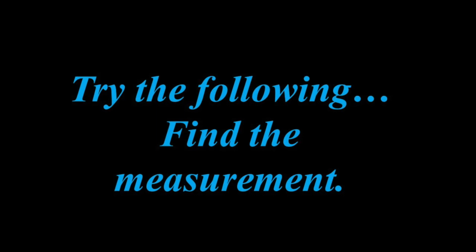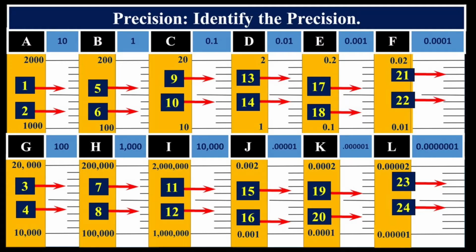Now, remember, you must record each measurement to the estimated place value. Must be. So here's the first one. Scale A is going to be 1 and 2. So I'm going to have to figure out what those are. I have my answer sheet, and I'm going to cut out each scale just to make it easy to read.